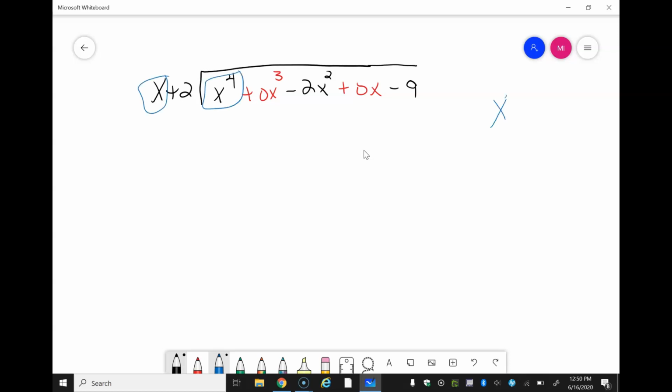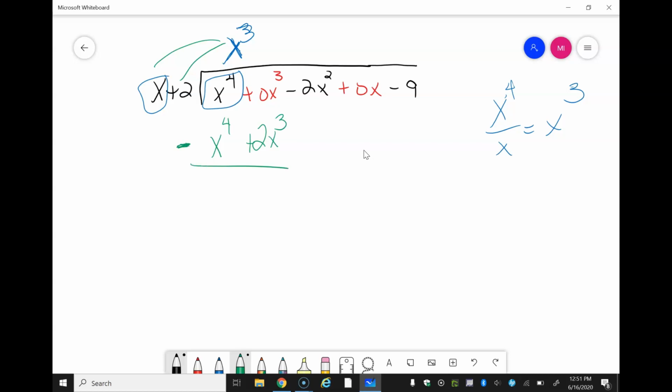We then go ahead and perform our same steps by boxing in the first term for each. Off to the side, we have x to the fourth, and that gives us x to the third. Then we come over to the top and put in x to the third, and then we're going to distribute by multiplying to both. And that's going to give us x to the fourth plus 2x to the third. And minus over here, we're going to subtract.